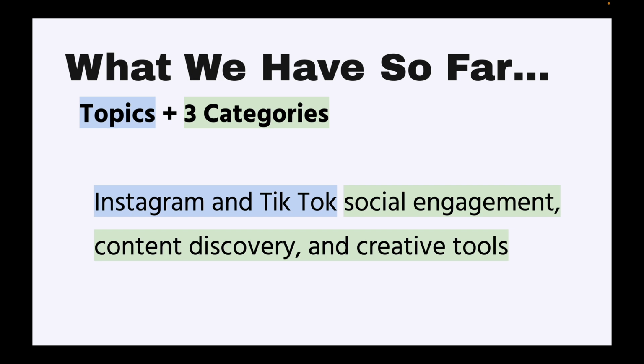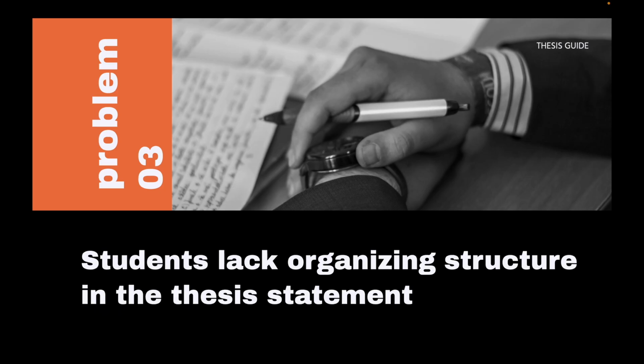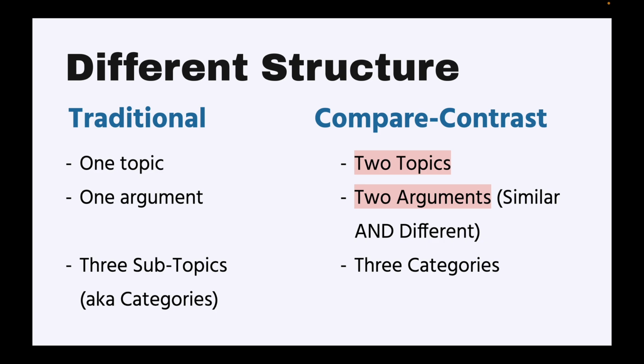For that, we need to solve the third and most challenging problem, which is how do you actually make the thesis statement sound good? Students often lack an organizing structure in the thesis statement because the compare-contrast thesis is different than a traditional thesis. In a traditional thesis, you have one topic, one argument, and your 3 subtopics, which we could also call categories. Yet in compare-contrast, we have 2 topics, 2 arguments, where we have to say what's similar and different, and we have our 3 categories.